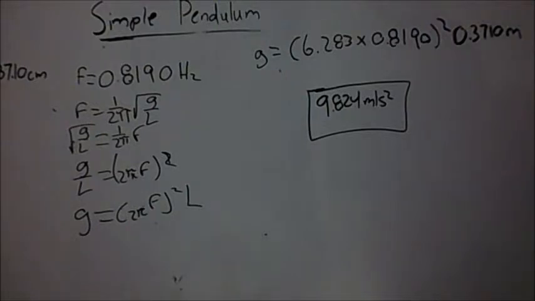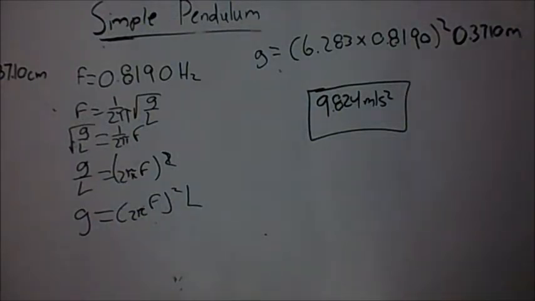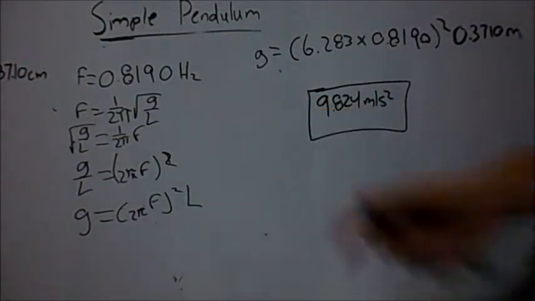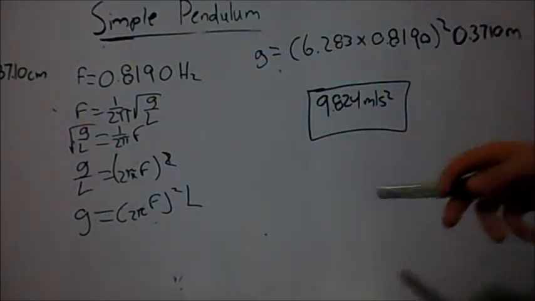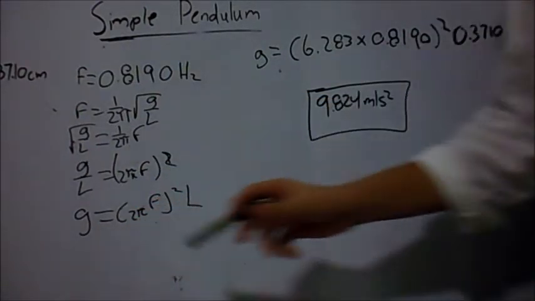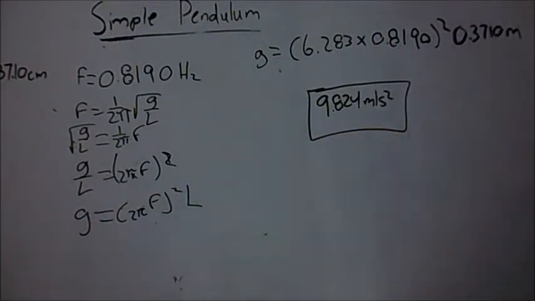Now, in this example, they ask us to find the acceleration of gravity, or G. They give us the frequency, which is 0.8190 hertz, and the length of the cord, which is 37.10 centimeters. Now, we have an equation that uses frequency, which is F equals 1 over 2 pi times the square root of G over L. To get G, you just solve this equation for G, and you get G equals 2 pi times frequency squared times L.